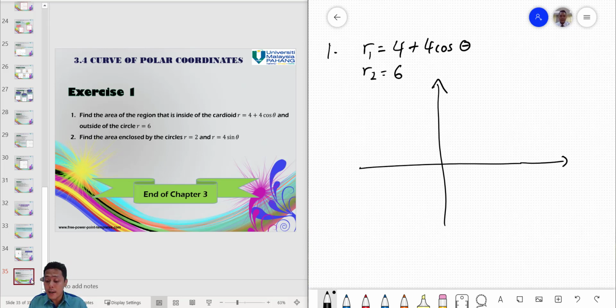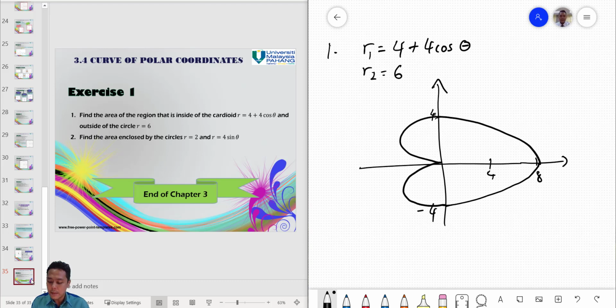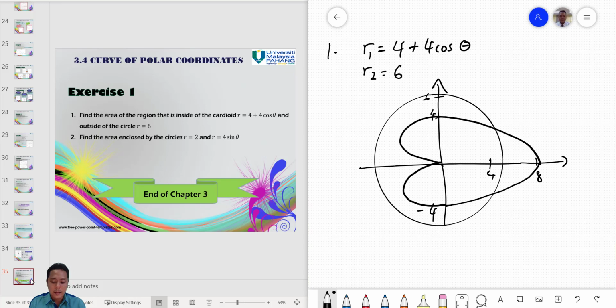So r1 is a cardioid, r equals 4 plus 4 cos theta. And one more is r equals 6. Let's say this is 6. Which is the area which is inside the cardioid but outside the circle? As we can observe, it will be in this area.